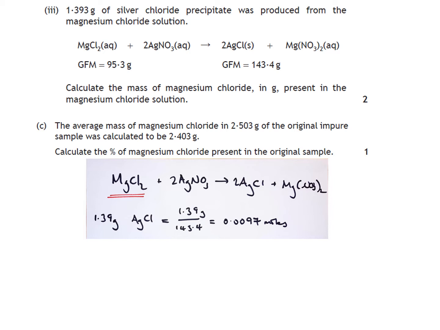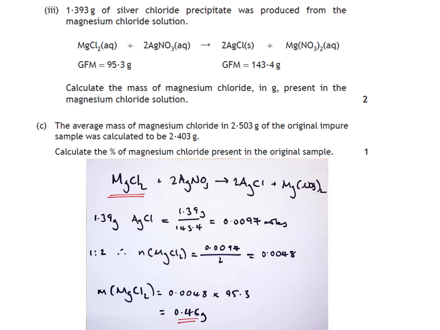I've calculated the number of moles of that, and I've used the GFM, which is given in the question as well, so I haven't used the data book for this. The ratio is 1 mole of magnesium chloride to 2 moles of silver chloride. So I've halved the number of moles to give me the number of moles of magnesium chloride. And then I've used that number of moles, 0.0048, times the GFM, and that has given me a mass of 0.46 grams of magnesium chloride.